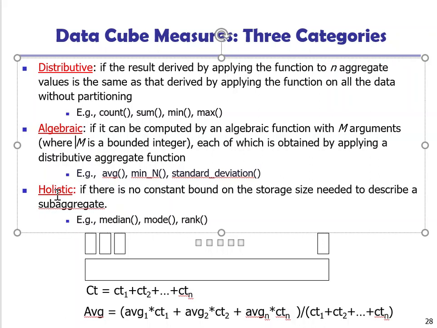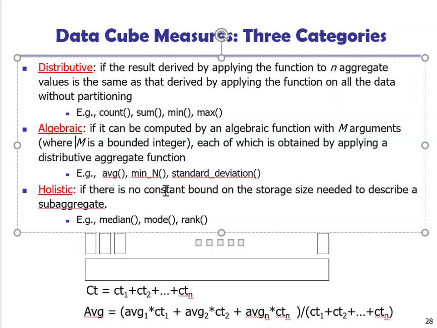The holistic measures are the most challenging. For holistic measures, a lot of times we estimate. We don't compute the exact value because you cannot compute them accurately using distributed computing. Partitioning will not work; you cannot find the median of the entire sequence of data by finding medians in the separate partitions. You have to literally go through the entire data set to find the median.